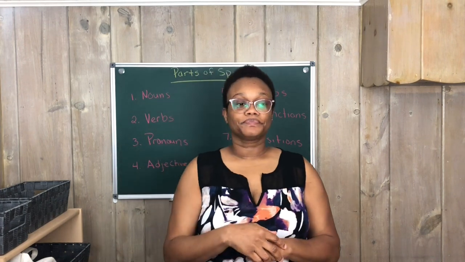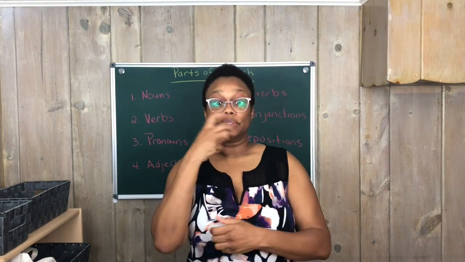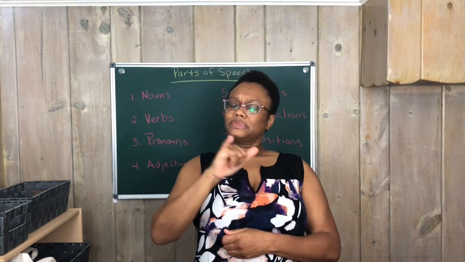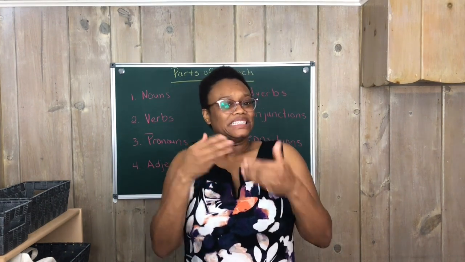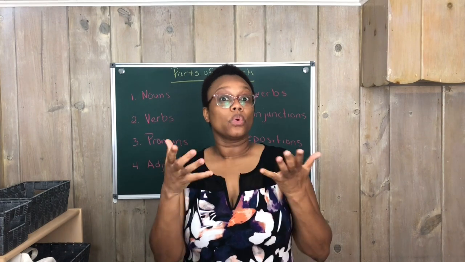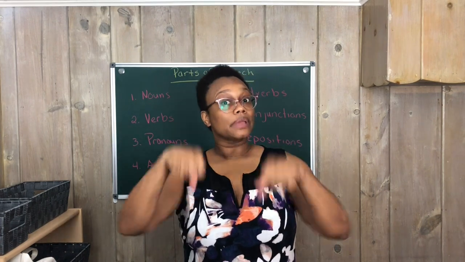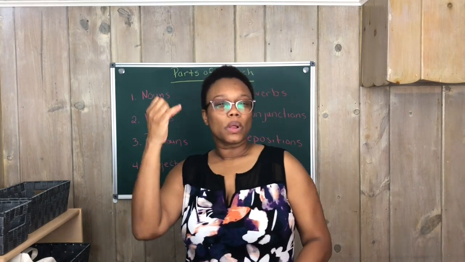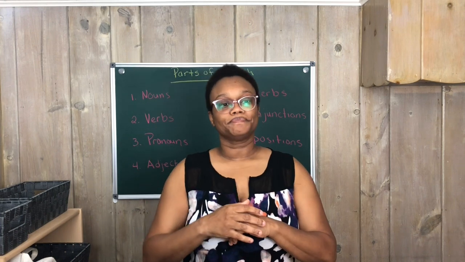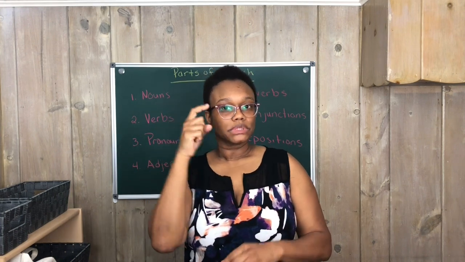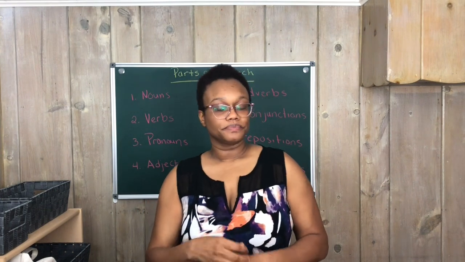The next group are verbs. Verbs are the second most common part of speech to identify. Verbs are easy to identify because most are action verbs. They're either physical or mental. For example, think, sit, jump, wish.